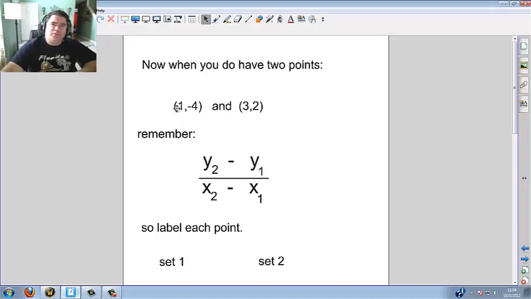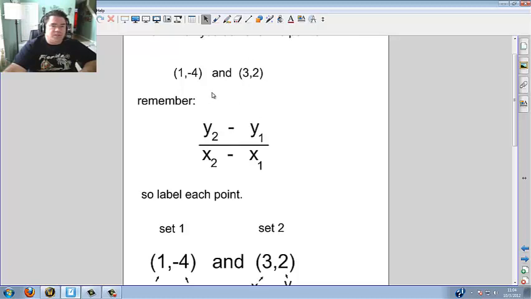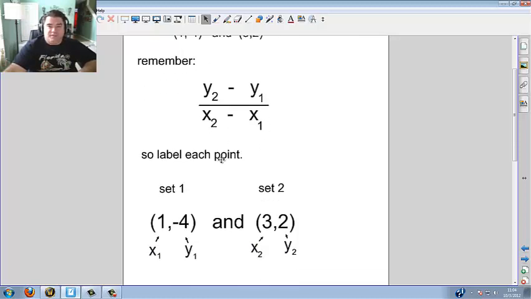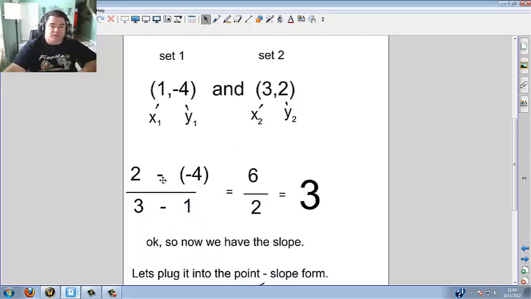Now, when you do have 2 points, like 1, -4 and 3, 2, so now I've got 2 points, but I don't have a slope. Well, that's no big deal. I'll go ahead and find my slope by taking these 2 points, y2 minus y1, and x2 minus x1. So, now it doesn't matter which set's 1 and set 2, by the way. It makes no difference. But I'll pick this as set 1 and pick this as set 2. So 2 minus 4 over 3 minus 1. Excuse me, 2 minus -4 over 3 minus 1.